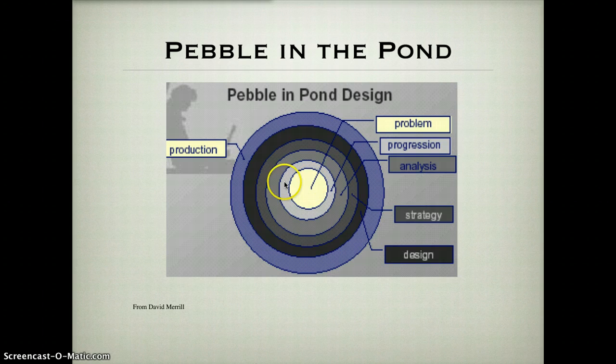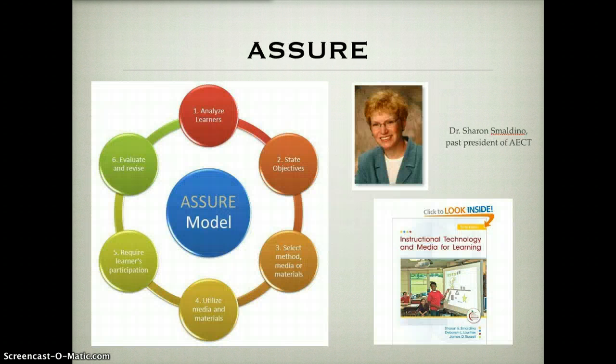Here with Merrill, you progress out from having an authentic problem to solve to looking at the progression of smaller tasks to solve that problem, and then analyzing how you would teach someone to solve those tasks and your strategy for teaching that, designing it, and then actually producing the design. And then there's actually another circle that he's added since then, which is evaluating the design that you do.